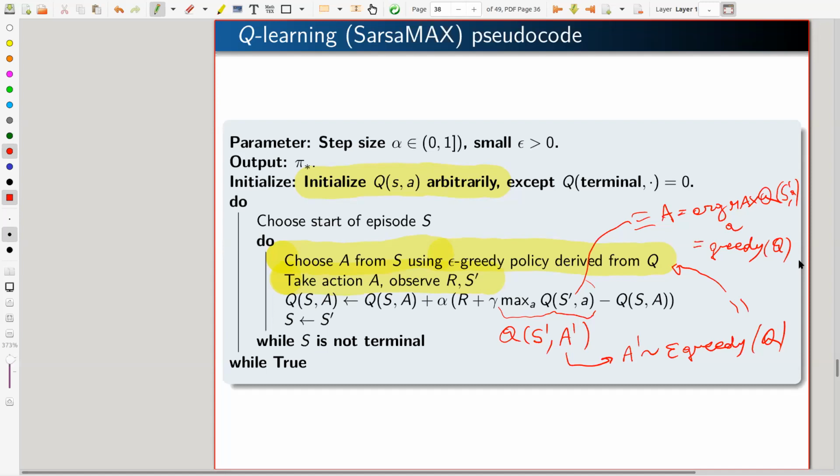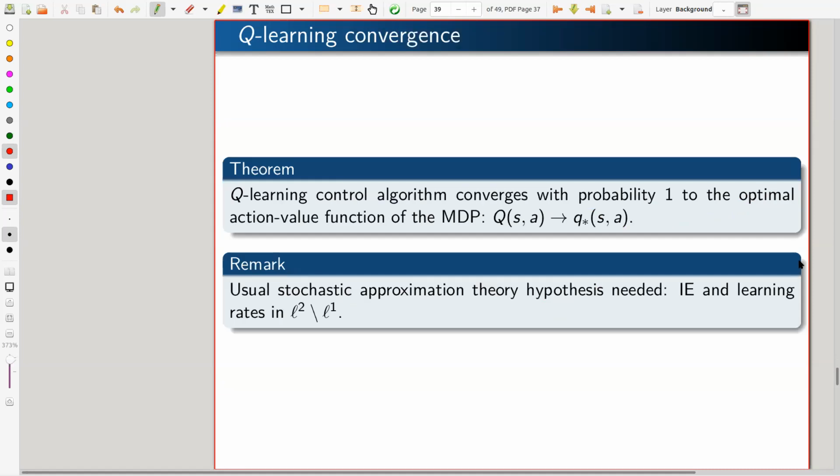Okay. Now this algorithm is from '89, the original algorithm, and the convergence was proved 3 years later in '92. And the convergence result is this one.